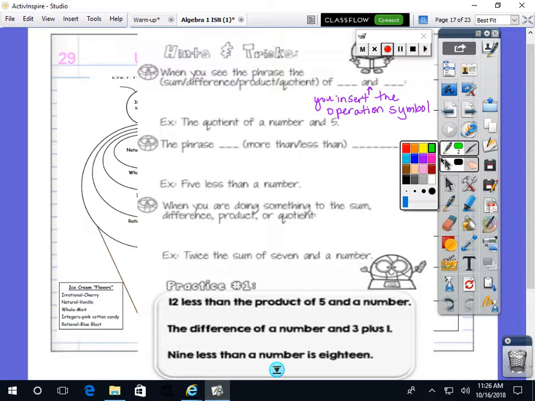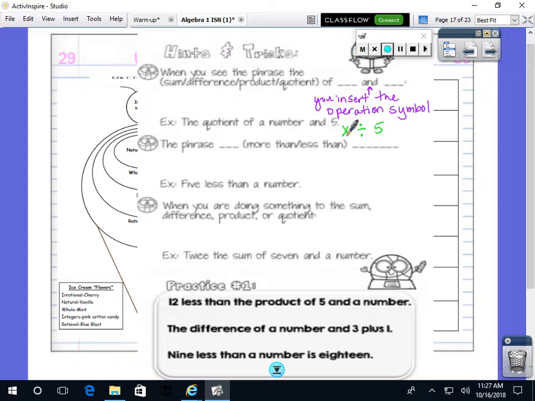The quotient of a number and 5. We just talked about the fact that quotient is division. And you're taking the quotient of a number, which is an unknown number. So what do we use for an unknown number? A variable, and most of the times, yes, we use x, and then and 5. Now, in high school, we don't really write division this way anymore. Instead of doing x divided by 5, we just write x over 5.